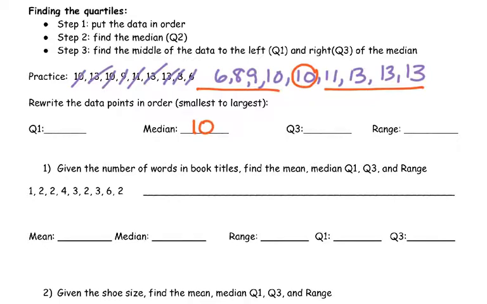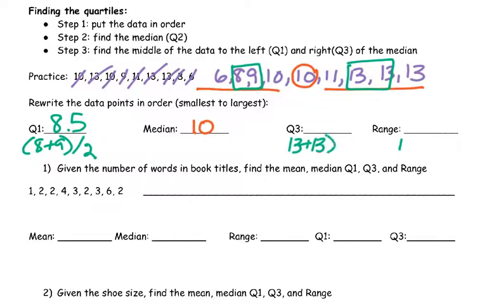Now, if I want to find quartile 1, since I have an odd number here, I'm going to take 8 and 9, and I'm going to say, what is 8 plus 9 divided by 2? It's 8.5. Then I'm going to go to the right-hand side, take those middle two. I've got 13 plus 13 divided by 2. That's just 13.